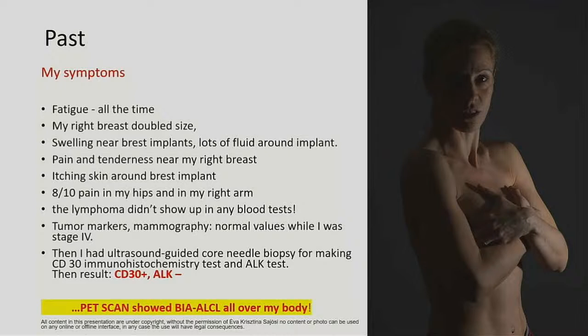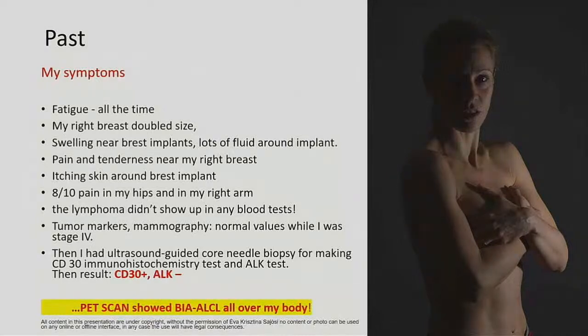Because of the bone marrow metastasis, I had really big pain in my hips and in my right arm. That was the thing I was more concerned about because it was very, very painful. I had blood tests, one or two or three or four, I don't remember, and all of them had really normal values. Even the tumor markers, the blood tests and the mammography, they couldn't understand what they saw.